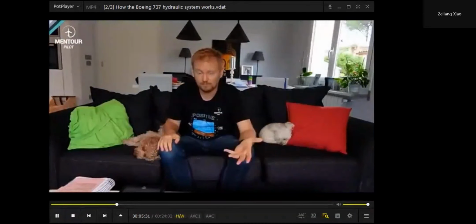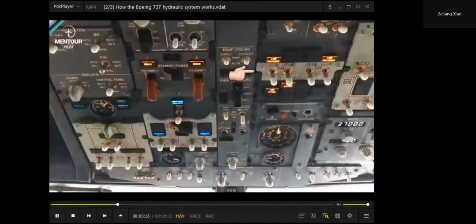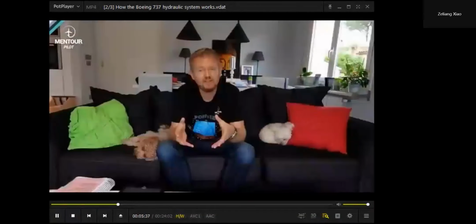Okay. On the overhead panel, we then have the hydraulic panel, which is basically 4 different switches and a couple of lights. Okay.